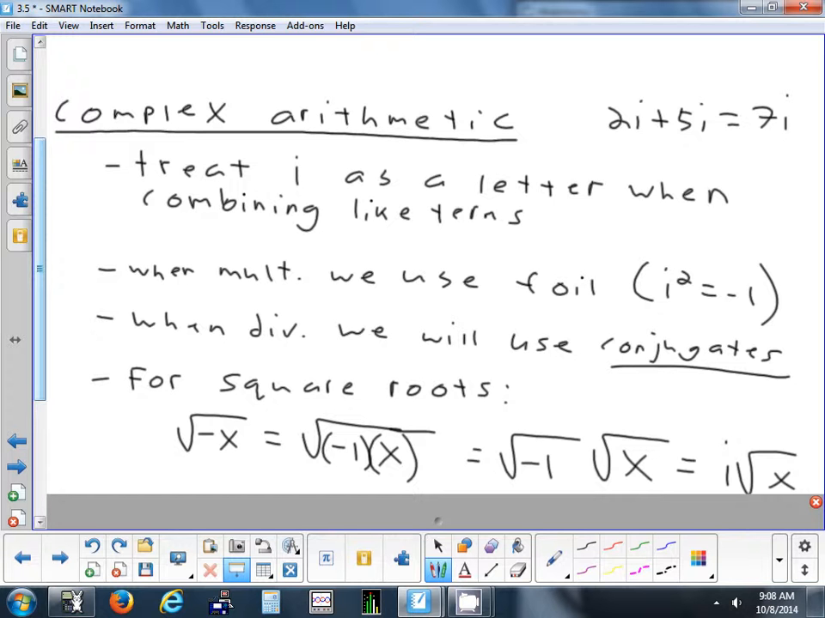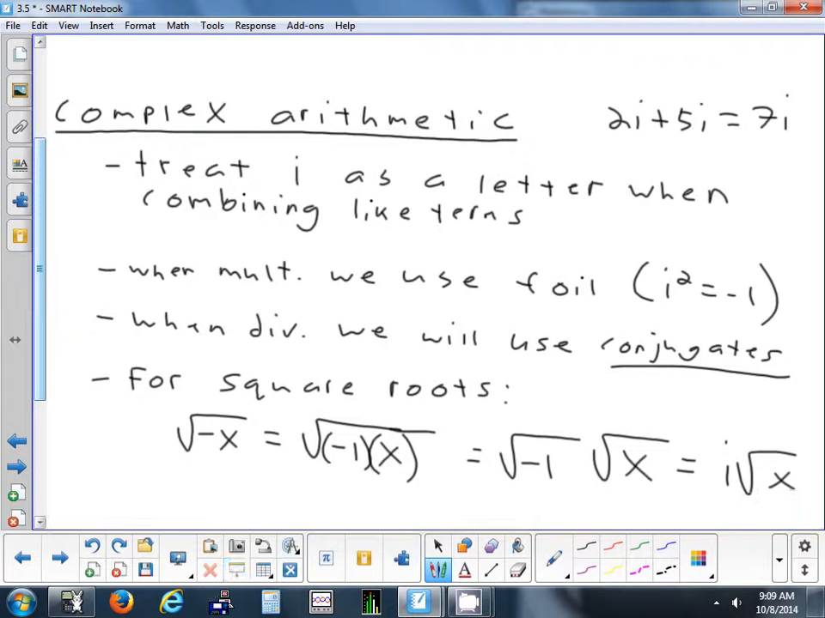And then earlier we talked about the square root of negative 1. What did we say that was defined to be? Michael? i. So we got i times the square root of x. So the basic idea is that if you read a negative under a square root, when you take the square root, it comes out as an i. And then you just have a number under the root. All the properties about reducing square roots, everything like that still applies.